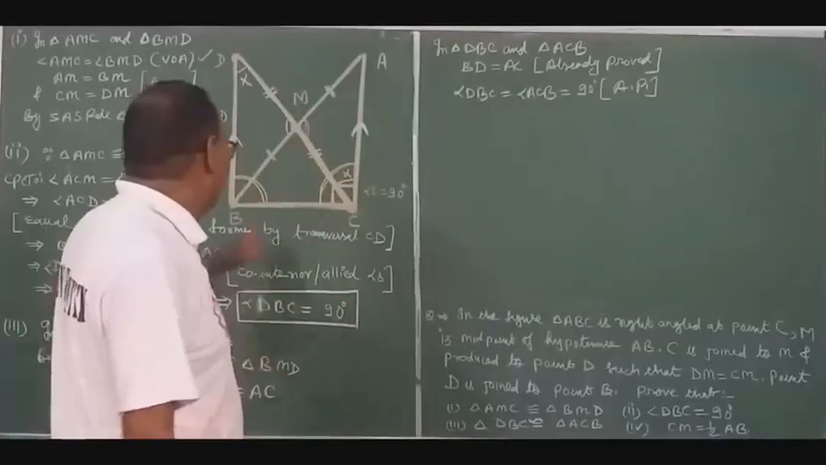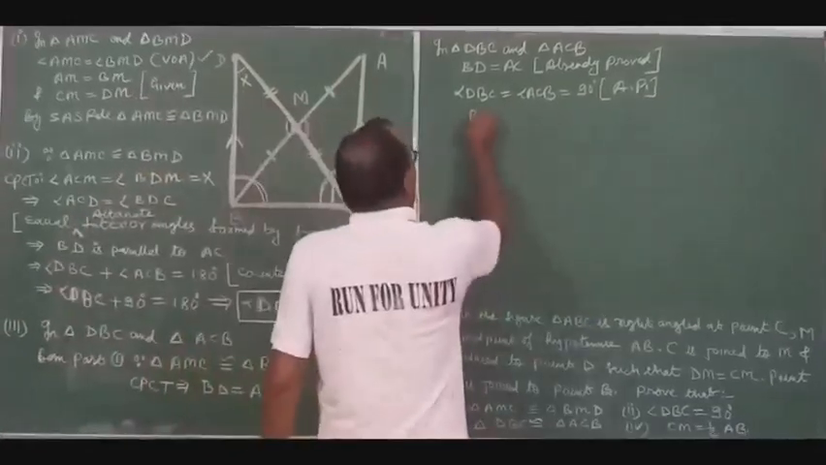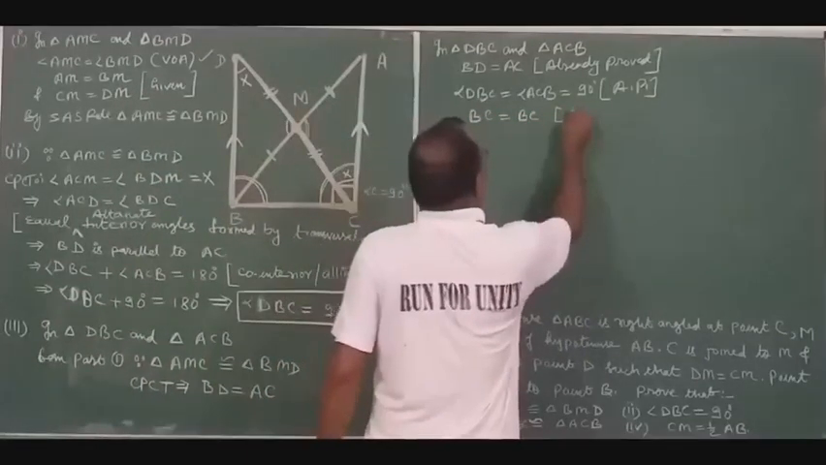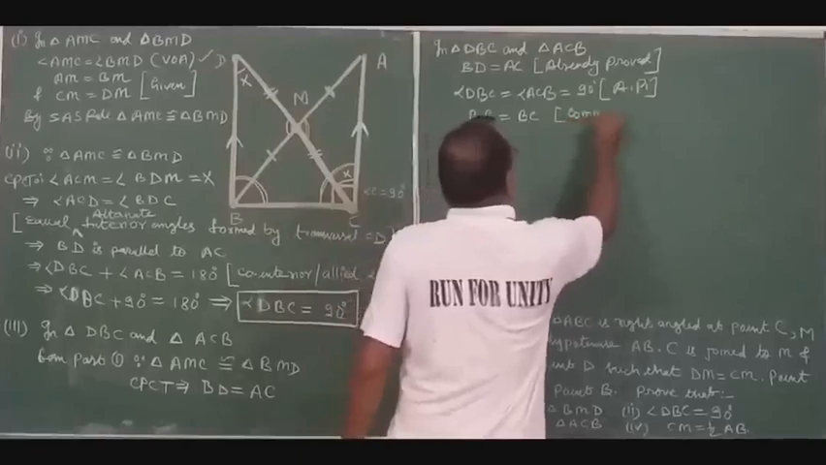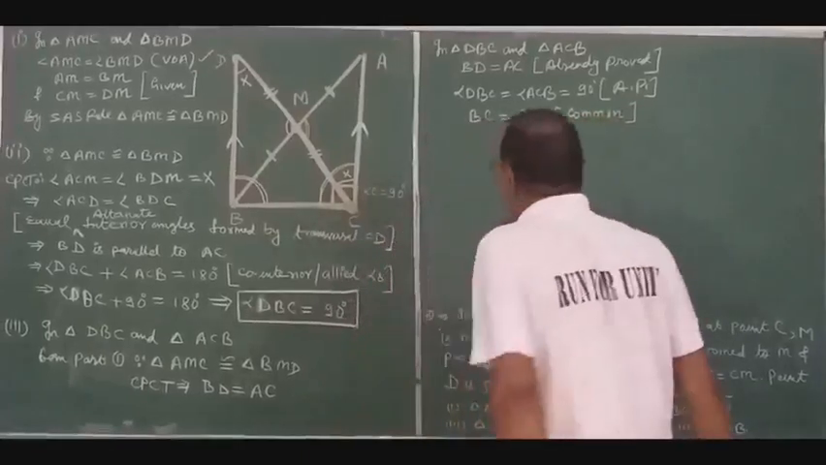And the third thing, just look at this side, BC. BC is equal to BC, which is the common side for both the triangles. यह दोनों ट्राइंगल के लिए कॉमन साइड है. BC is equal to BC.